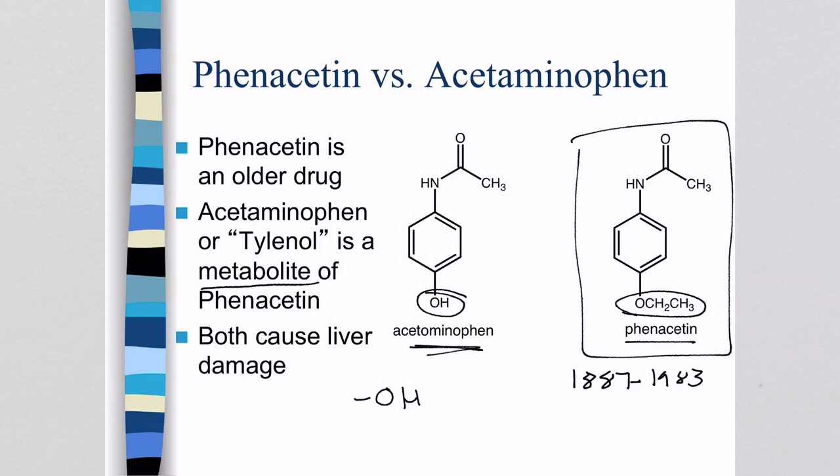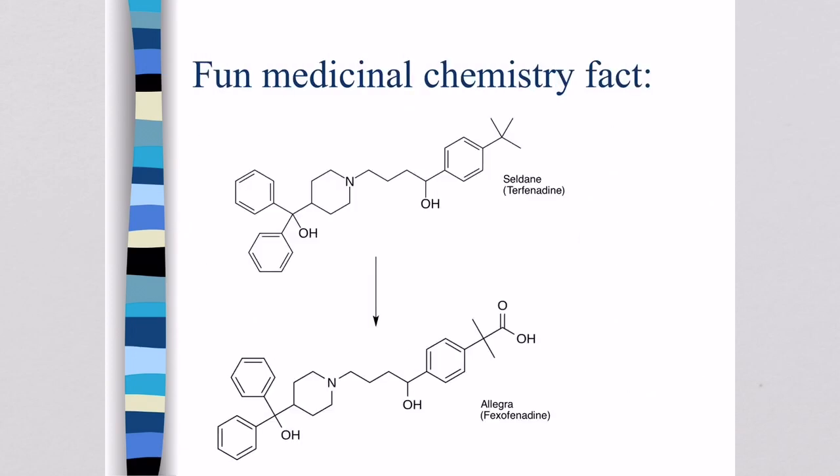As I said, phenacetin was removed from the market because it caused liver damage. If you've looked at the safety box for phenacetin, you'll see that it can cause liver damage too. But Tylenol can cause liver damage too, though not quite as much. Acetaminophen was discovered as a drug because it is a metabolite of phenacetin. And just as a fun medicinal chemistry fact, looking at drug metabolites is actually a pretty useful avenue for drug discovery.